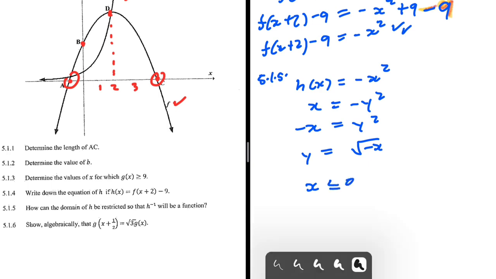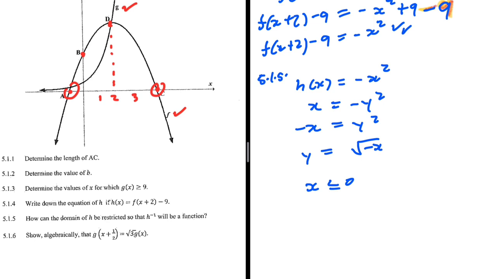Because when x is equal to 0, we're going to have the square root of 0, which is defined. And then when x is equal to, let's say, minus 1, we're going to have minus multiplied by minus 1, which is positive. And that is totally fine. But when x is greater than 0, issues arise. Let's say, for instance, x is equal to 4. We're going to have the square root of minus 4, which is going to give us undefined. So that's what we need. We need x to be equal to or less than 0.